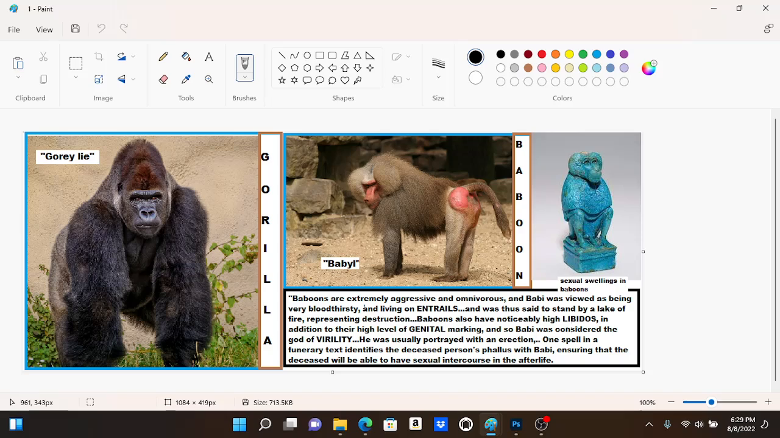And it says Babi, or Baba, however it's pronounced, was considered the god of virility. There again, it's all adding up. Entrails, libido, genital, virility.